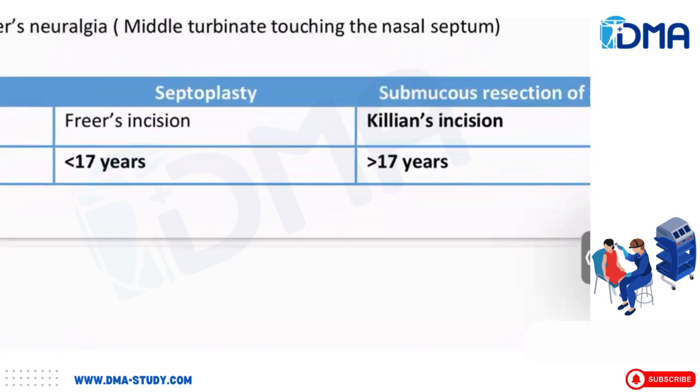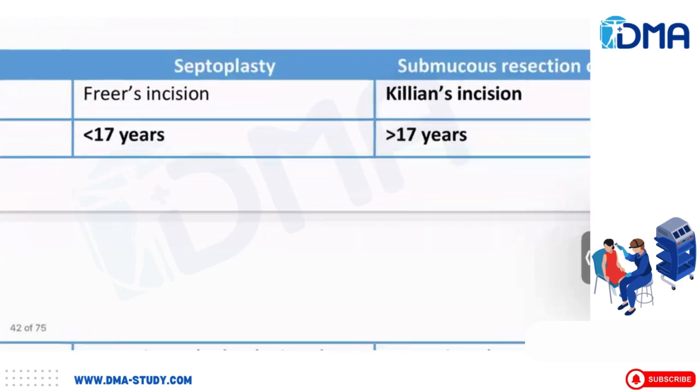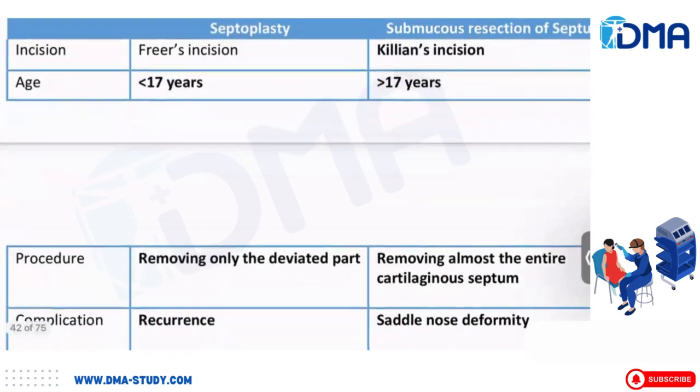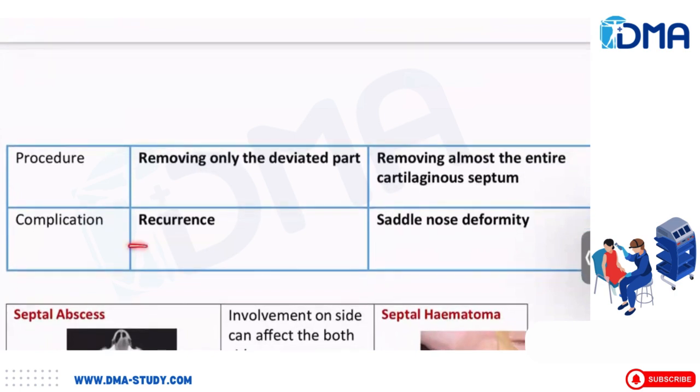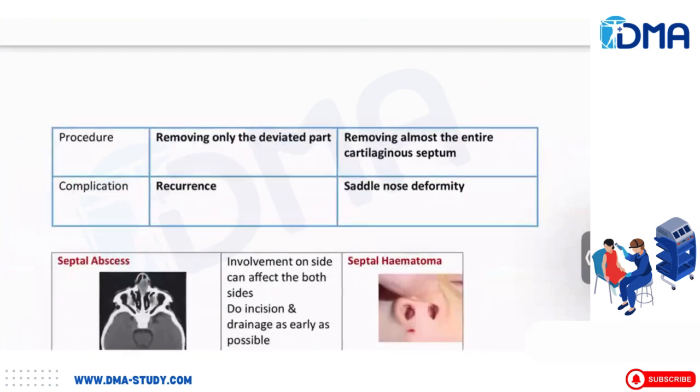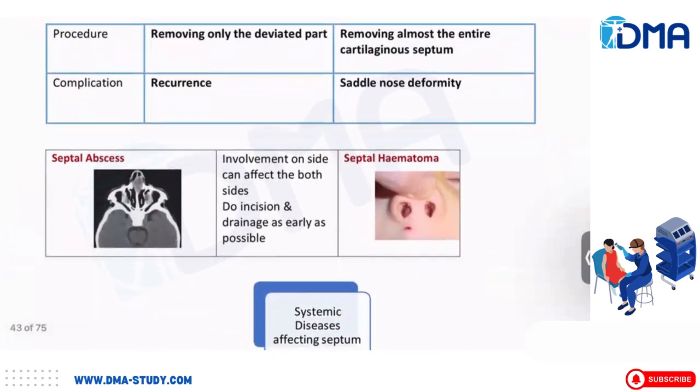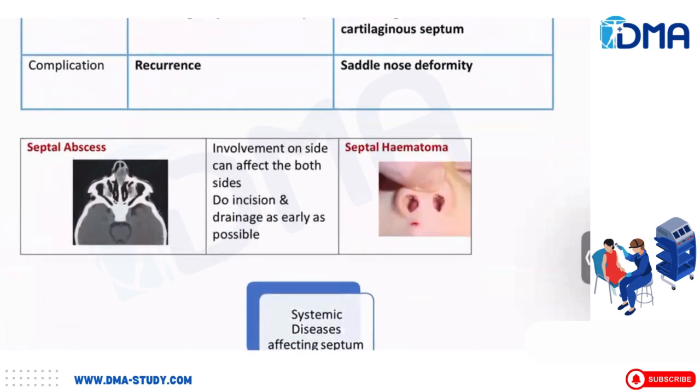Here, in septoplasty, only removal of the deviated portion and scoring of cartilage is done. So the complication is, though we are removing as much, it could be recurrent deviation. Whereas if we remove too much in an SMR, submucous resection of septum, that will cause a nasal deformity called saddle nose deformity. Okay, fine. Other important septal diseases are septal abscess and septal hematoma.